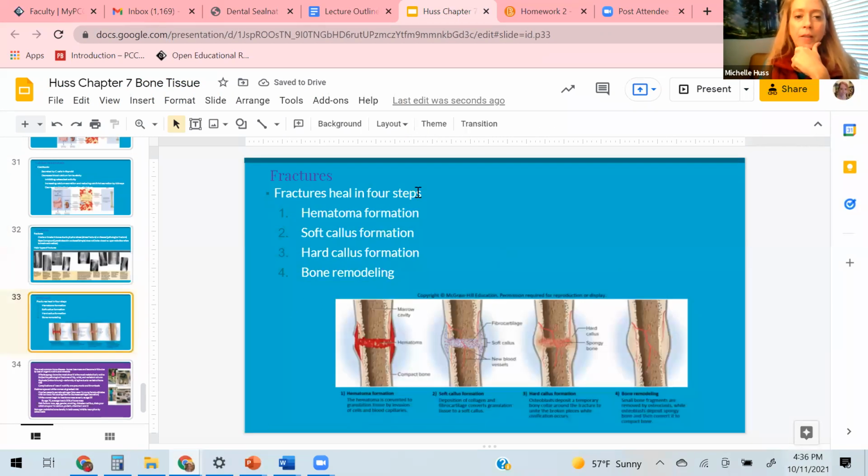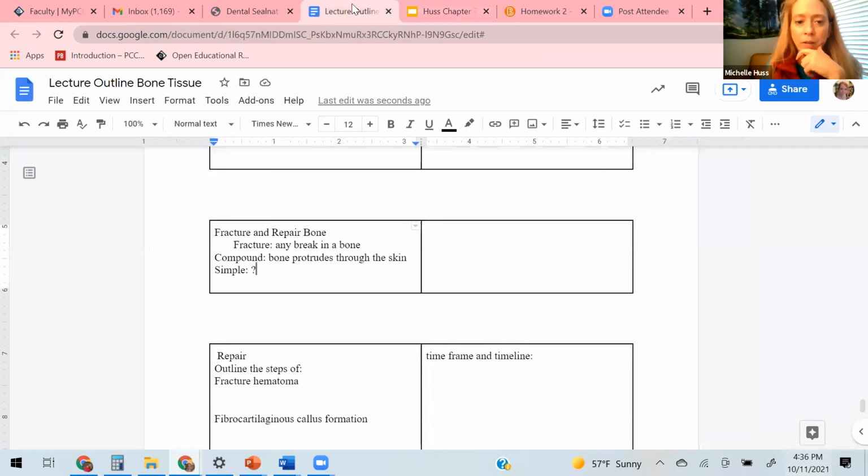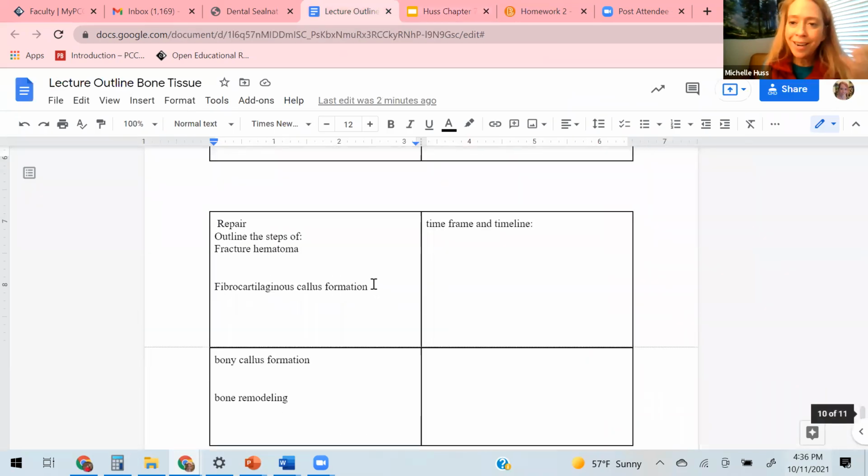Okay. And then the very last piece in your lecture notes that you want to fill in are, when I have a fracture, what are the steps that need to happen for that fracture to heal, and what's the time frame? So you can see I've got fracture hematoma. You're going to make cartilage. Let me tell you the story first, and then you can fill in all the details. So first thing you're going to do is bleed. Okay, you have a break. It's very vascular. You're going to bleed.